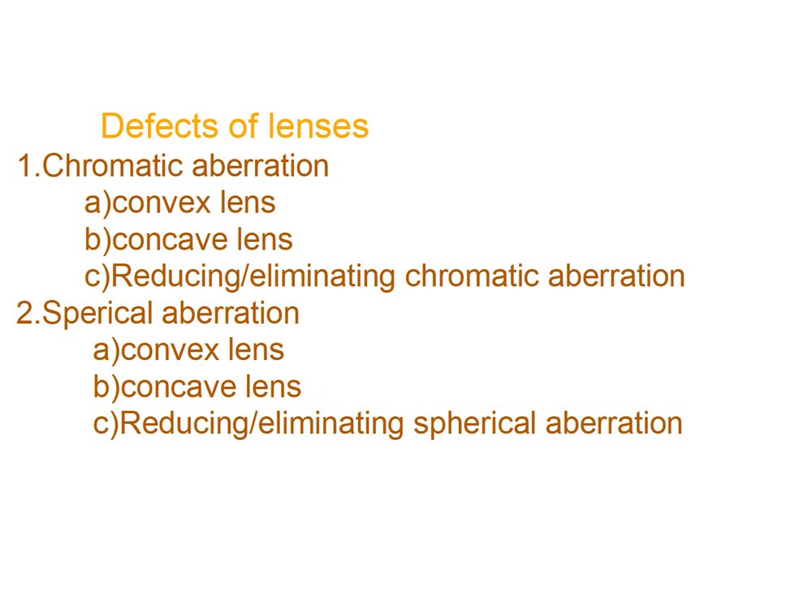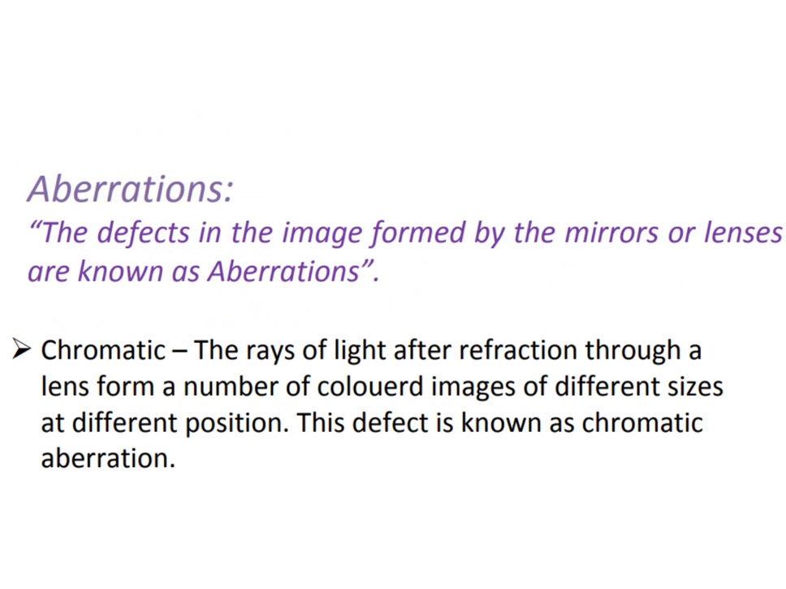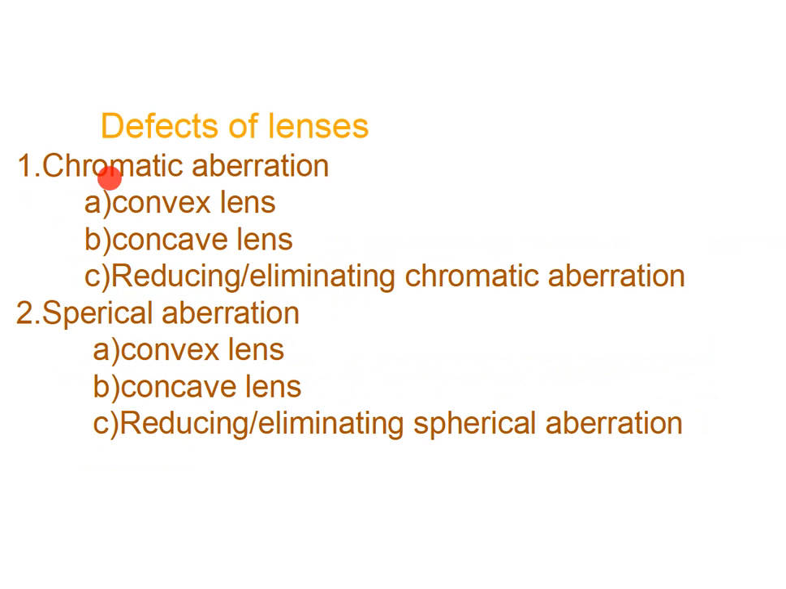So let us start today's topic, that is, the aberrations. What are aberrations? Aberrations are the defects in the image formed by mirrors or lenses. Aberrations are of two types. First is the chromatic aberration and second is the spherical aberration. So let us see them one by one.